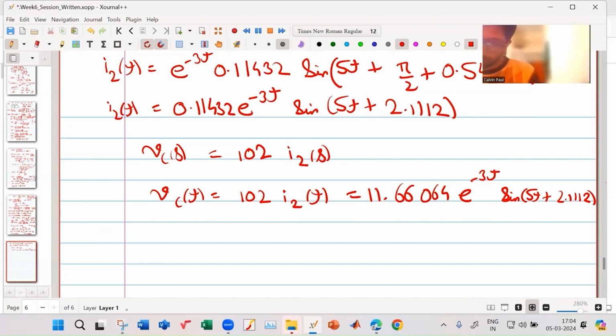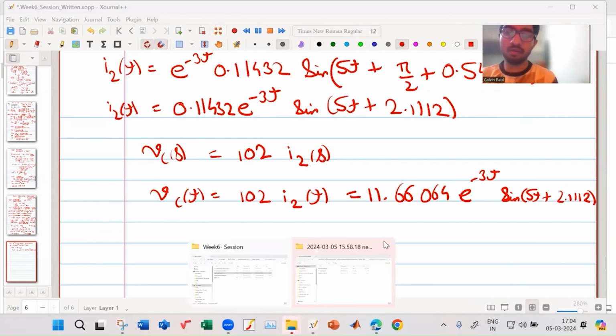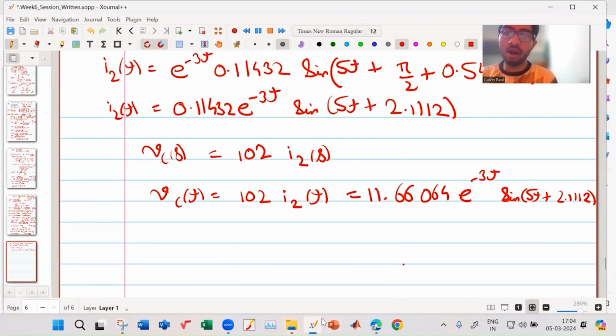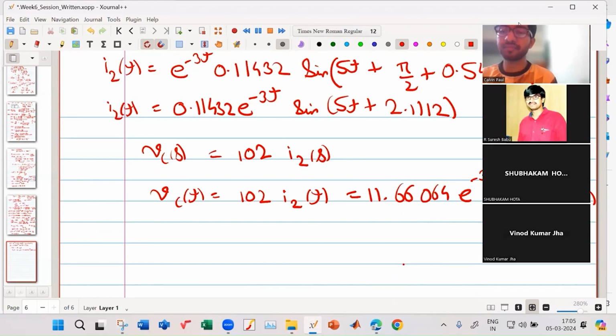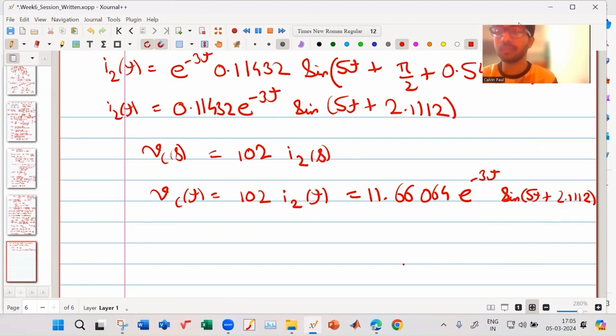Or are there still queries in this? Vinod Kumar, Shubhakam Hota, Suresh Babu. Kindly make it interactive so that I will know how much you guys are understanding. Clear, sir. Okay. So now I'll proceed to the next sum.